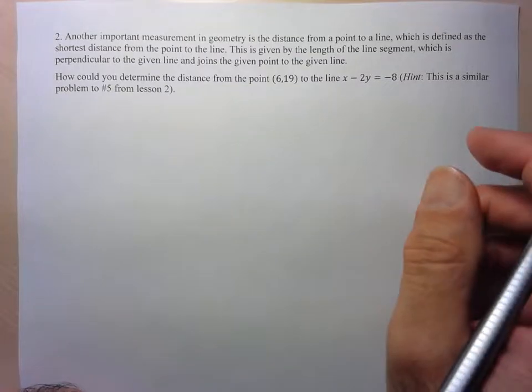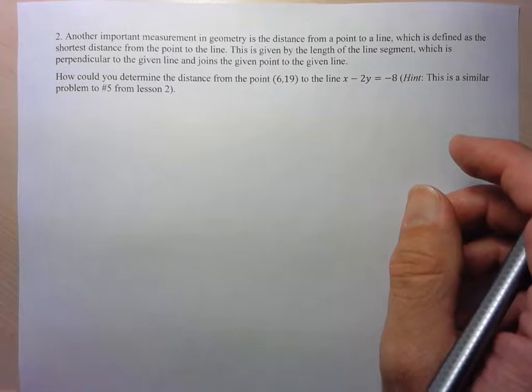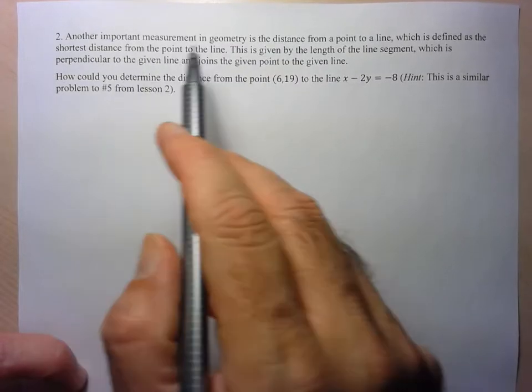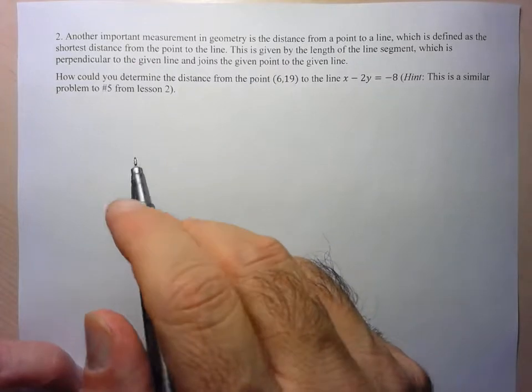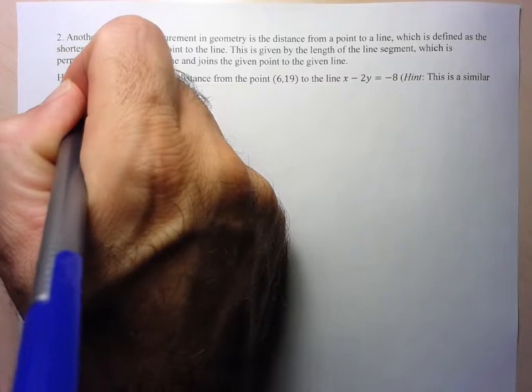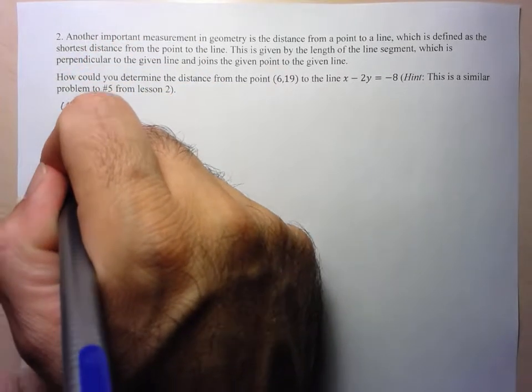Hi folks, we're going to take a look at a fairly common analytic geometry problem, and that's the idea of finding the distance from a point to a line. So if you read the description here as to how we do that, well, we have some point. In this case here, it's the point (6, 19), and we're finding the distance to some given line.